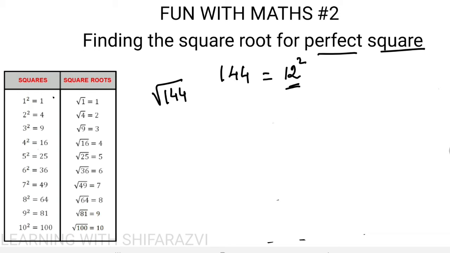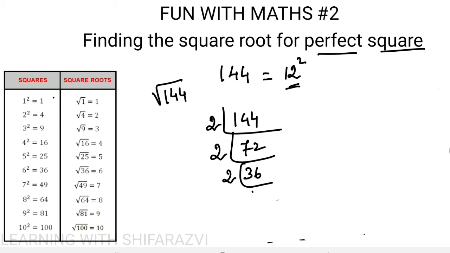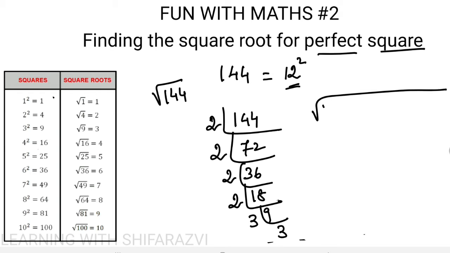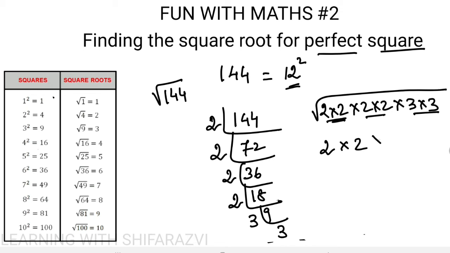The traditional method is the prime factorization method. So 144, do the prime factorization. We'll start with 2: 72, 2, 36, 2, 18, 2, 9, 3, 3. So the root of 144 can be written as 2 into 2 into 2 into 2 into 3 into 3. All of them have pairs. So for one pair, the other pair and the other pair, this will be 12. So the root of 144 is 12.